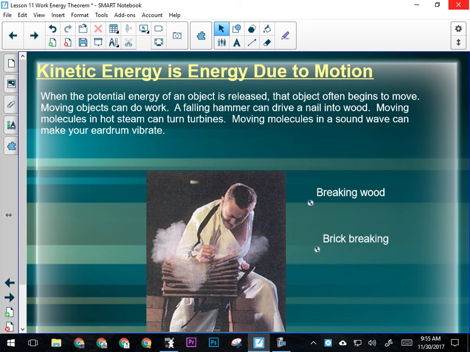There's all kinds of other examples of kinetic energy as well. Moving molecules in a sound wave make your eardrums vibrate back and forth. That's how we hear. If you have too much sound energy, what can happen to your eardrum? It can shatter, right? It can tear, perforate. That's very bad because there's little bones behind it.